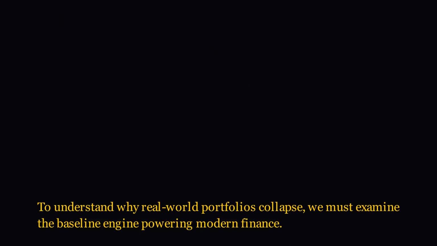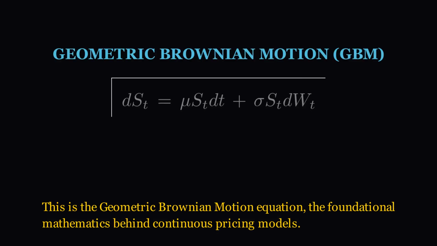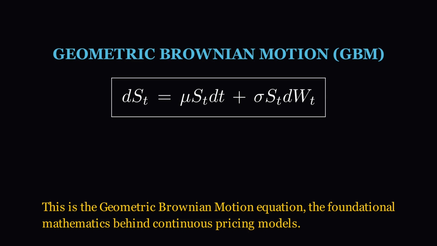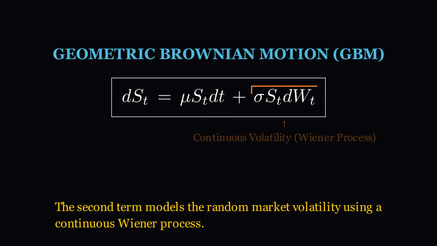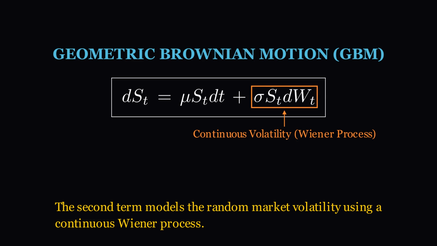To understand why real-world portfolios collapse, we must examine the baseline engine powering modern finance. This is the geometric Brownian motion equation, the foundational mathematics behind continuous pricing models. The first term represents the predictable, deterministic drift of an asset over time. The second term models the random market volatility using a continuous Wiener process.